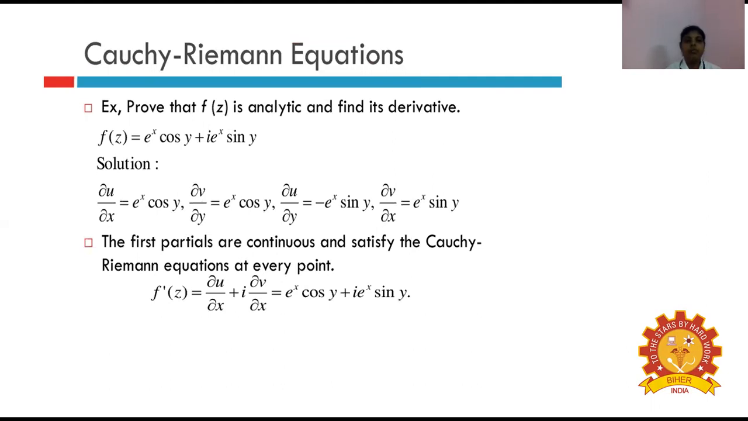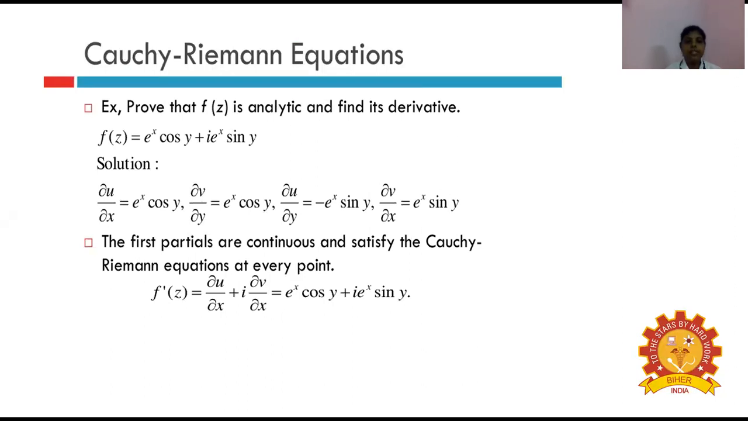Example: prove that f(z) is analytic and find its derivative. The function f(z) is given: f(z) = e^x cos y + i e^x sin y. Solution.